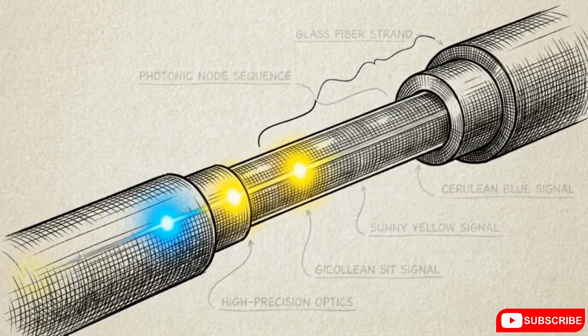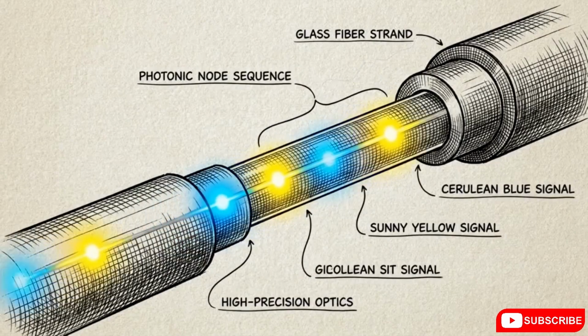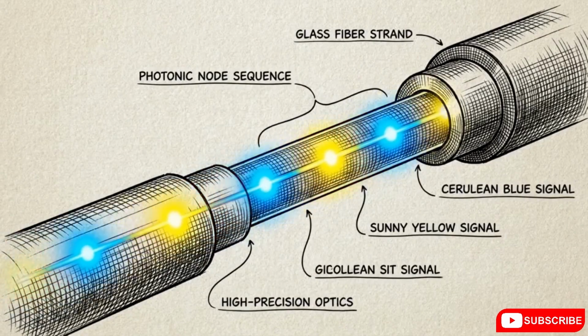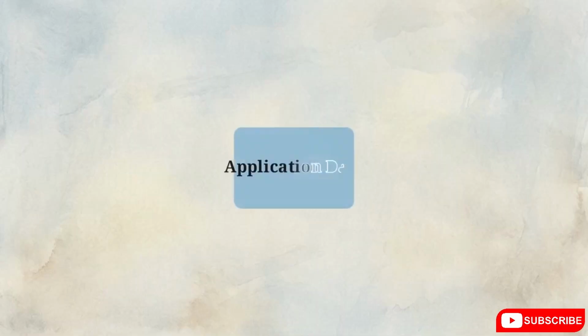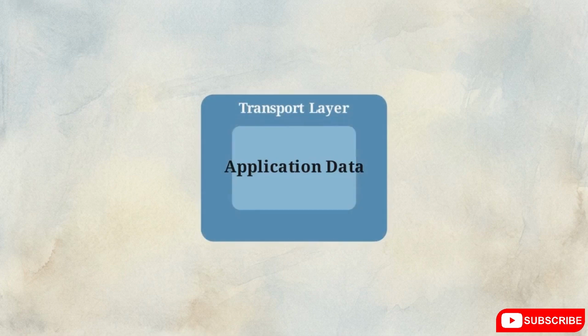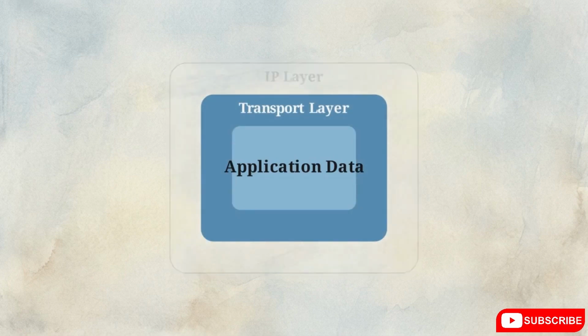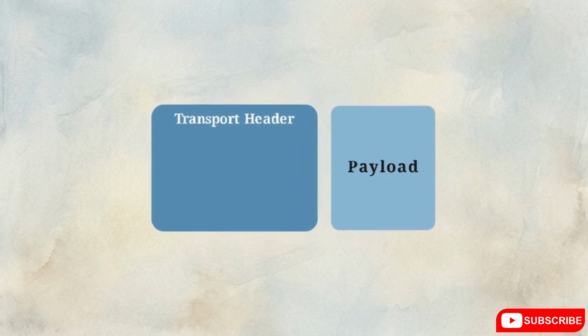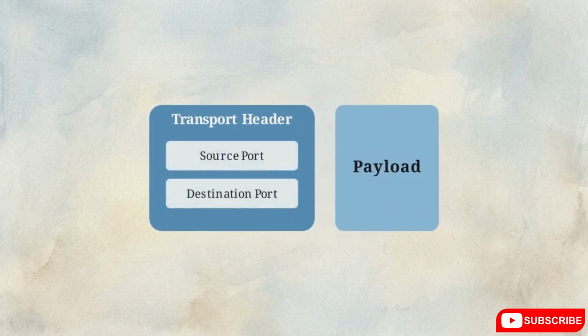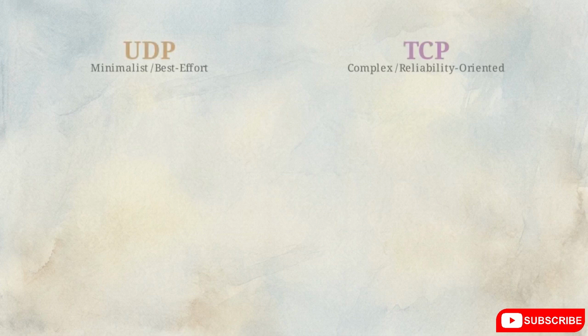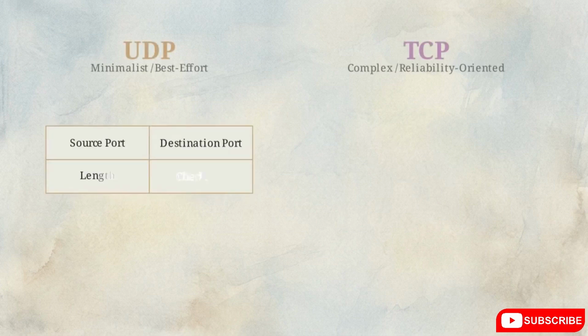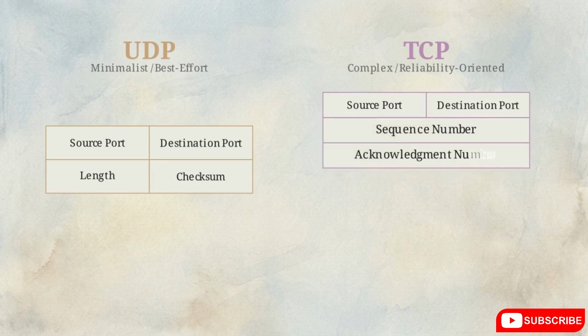To be understood by the receiving machine, those pulses require strict organizational rules. We see these rules through encapsulation. Application data is wrapped inside a transport header, then wrapped again inside an IP header. Looking specifically at that transport layer, its entire job provides the handling instructions needed to direct the payload to the correct application. At this layer, the Internet relies entirely on two different protocols, UDP and TCP.